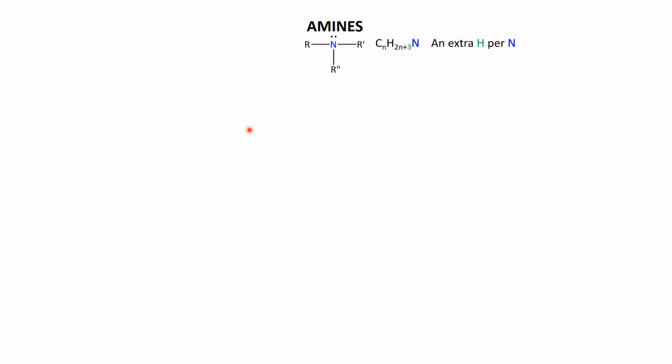And primary, secondary or tertiary refers to how many R groups, as opposed to H's, are attached to the nitrogen. Thus a primary amine has 1 R group on the nitrogen. The simplest primary amine is of course methylamine here, where it's just a methyl group attached. Formula of methylamine: we've got 1 carbon, so 2n plus 3 is 5 hydrogens, as indeed there are 3 on the methyl group and 2 attached to the nitrogen.